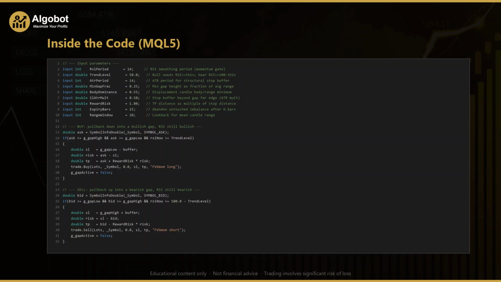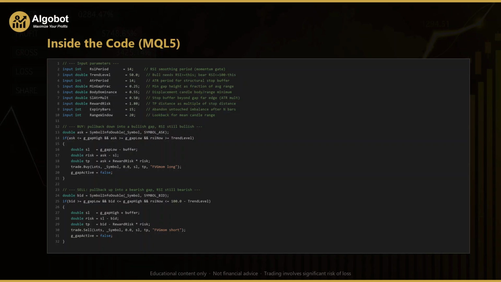Expiry bars decides how long a gap stays valid, and range window is the look back for the average candle range. Below that is the buy block. The code reads the current ask price and checks three things in a single condition: that the ask has fallen back into the gap, meaning it sits at or below the gap high and at or above the gap low, and that RSI is at or above the trend level.